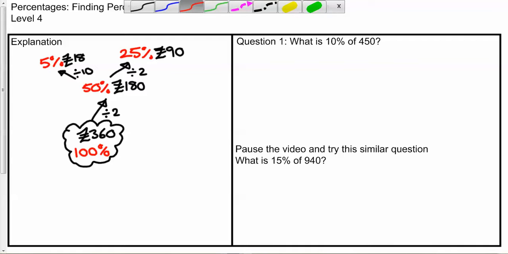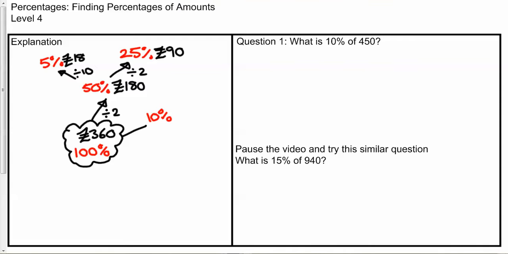Now another amount that's fairly easy to find from 100% is 10%. If we think about 10%, we'd need 10 of those to make up 100%, so this is 10 times smaller than 360. So we're going to need to divide by 10. If we divide 100% by 10, we get 10%, so we divide 360 by 10, and we end up with £36.